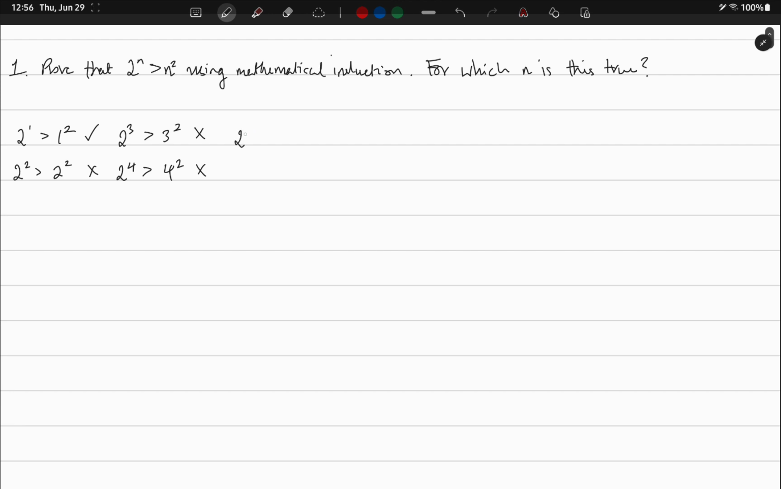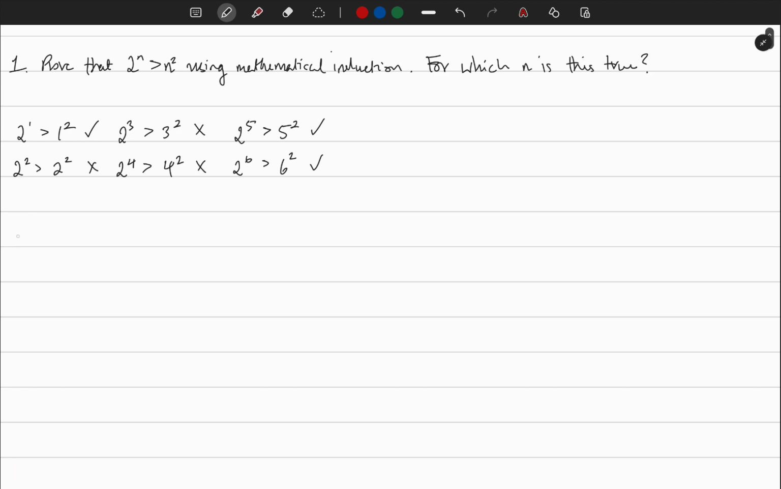How about n equals 5? 2 to the 5 is bigger than 5 squared. 32 is bigger than 25. This is right. And for good measure, let's go on to the 6th case. 2 to the 6 is bigger than 6 squared. So 64 is bigger than 36. And this is true. So we can see that this statement Pn, 2 to the n bigger than n squared, will hold for n bigger than or equal to 5. So with that in mind, we can get started on our proof.